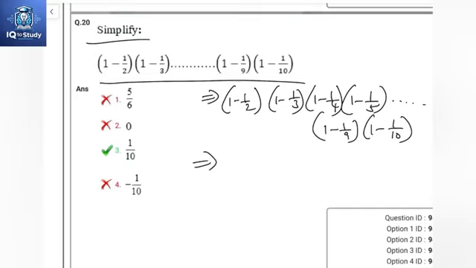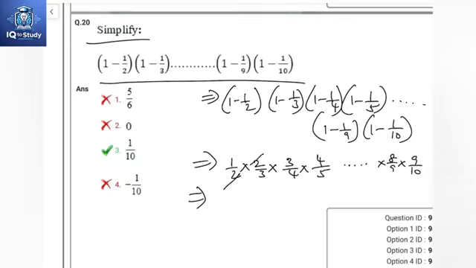After simplifying, it becomes 1 by 2 into 2 by 3 into 3 by 4 into 4 by 5 and so on, 8 by 9 into 9 by 10. Here 2 gets cancelled, 3 cancelled, 4 cancelled, 5 and so on gets cancelled, and 9 cancelled, and 8 also will cancel with the before one, and similarly everything will get cancelled except 1 by 10.